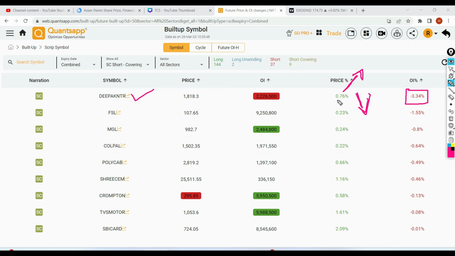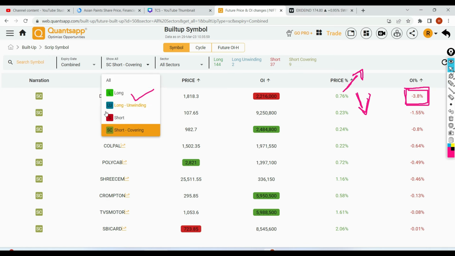Or else the people who went short this morning, the moment the market goes up, will be exiting the trade. So basically that will result in a decline in the open interest. So guys, we have discussed all these four things. This is very, very important. What is long? Long unwinding. What is short? Short unwinding.